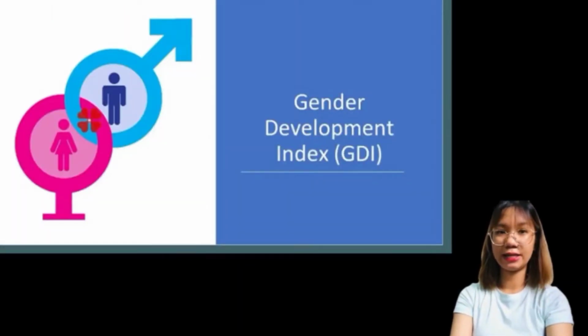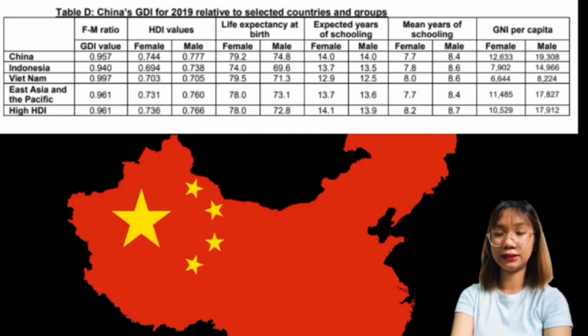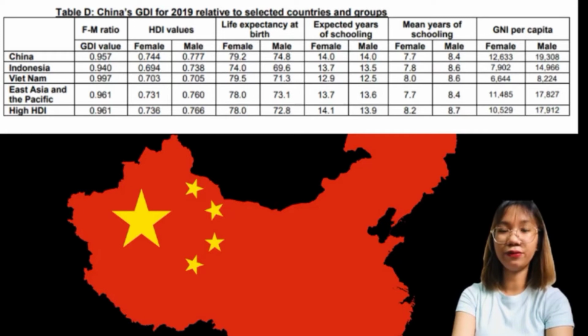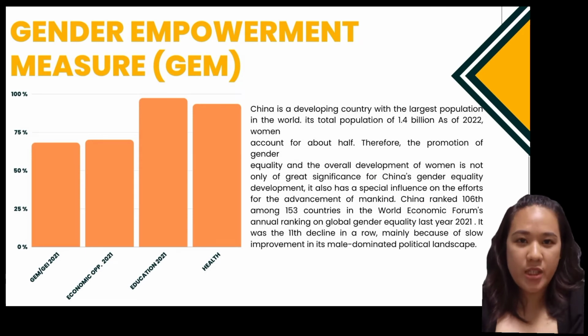Gender Development Index. China's Gender Development Index is calculated for 167 countries. The 2019 female HDI value for China is 0.744 in contrast with 0.777 for males, resulting in a GDI value of 0.957, placing it into Group 2. In comparison, GDI values for Indonesia and Vietnam are 0.940 and 0.997 respectively.